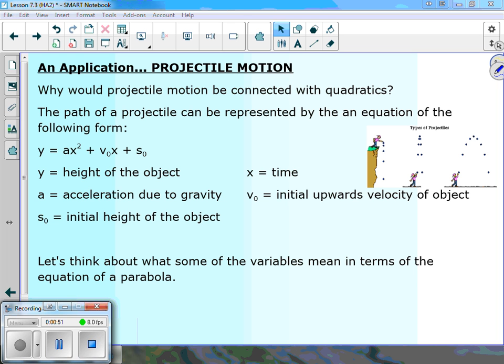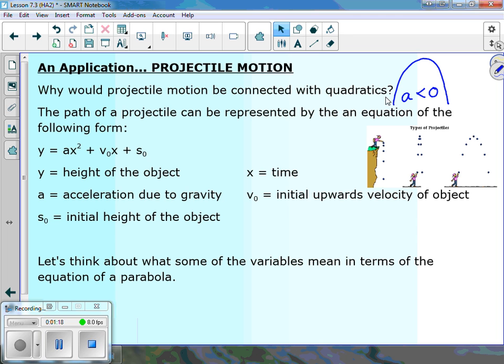An application would be projectile motion. I've said this in the past that when you launch a projectile up into the air, it follows a perfect parabolic curve. And by now you should know that in this parabolic curve for projectile motion, your A value will always be negative, less than 0. So that way you get the upside down parabola.